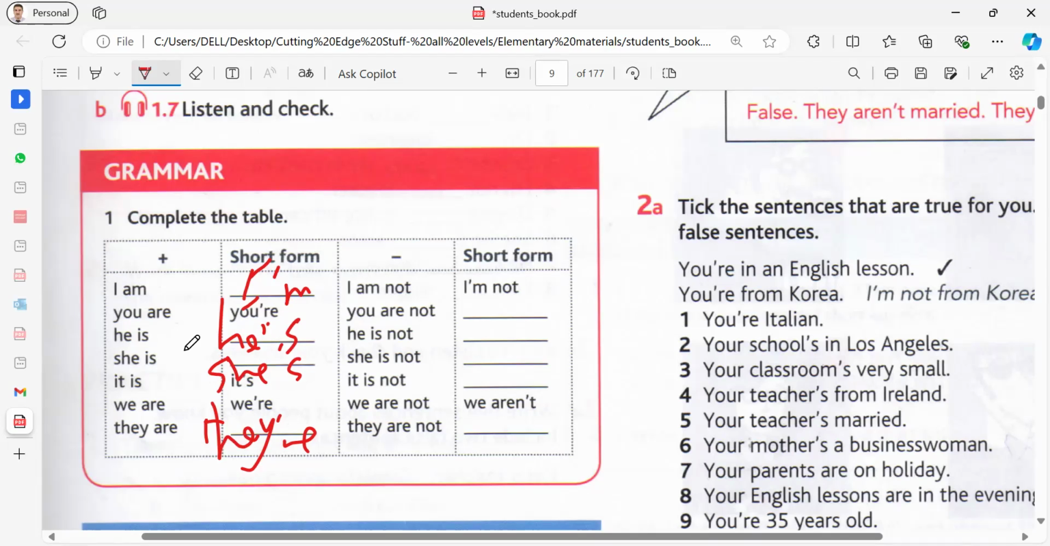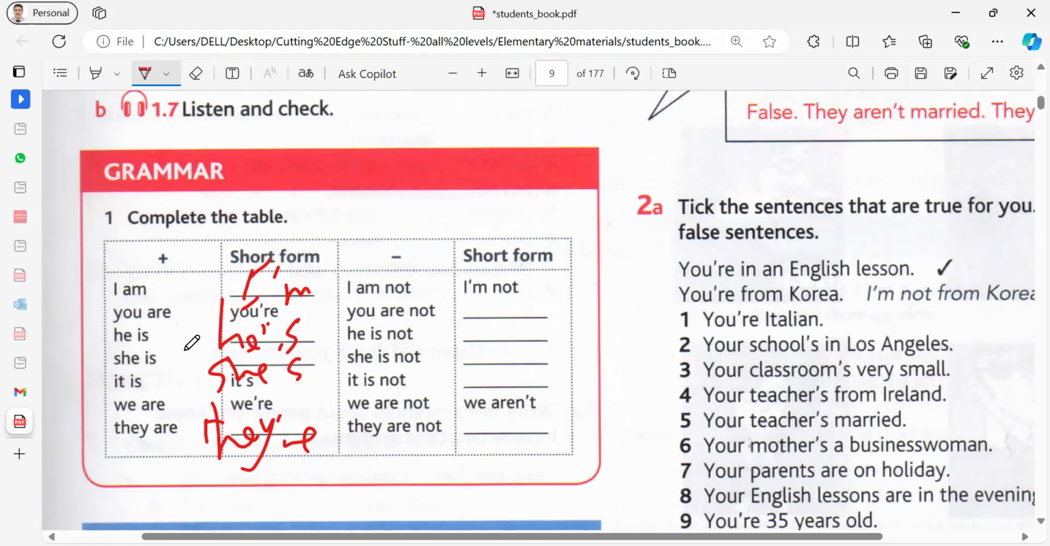Okay. I read the long form and please, you should read the short form. I am. I'm. You are. You're. He is. He's. Yes. She is. She's. It is. It's. We are. We're. They are. They're. Excellent.